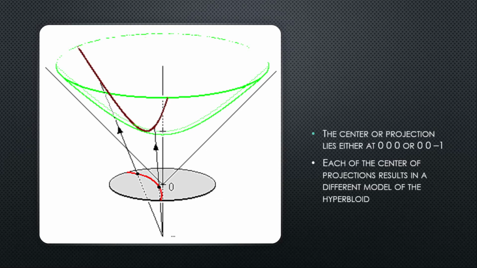Each center of projection results in a different model of the hyperboloid. This figure demonstrates the Poincare model. The brown line, which counts as a straight line or geodesic on the green hyperboloid as it curves along it, is mapped onto the red line, which is also a curve.